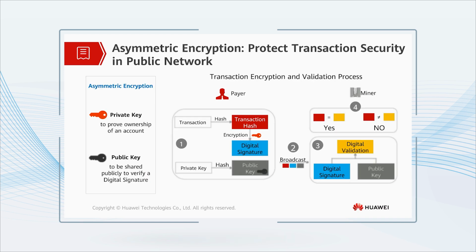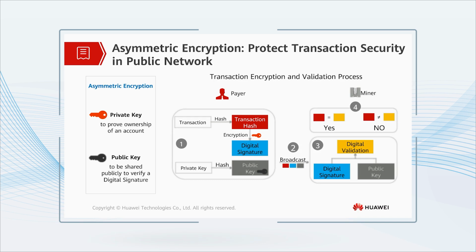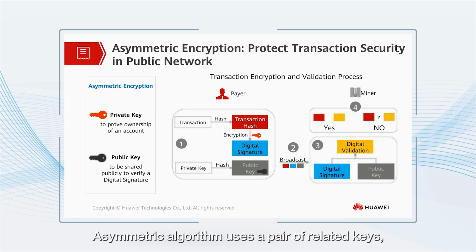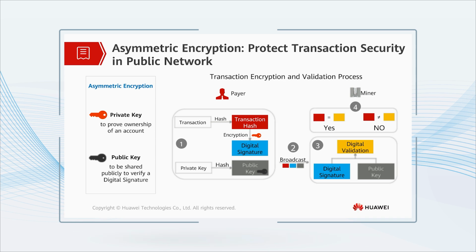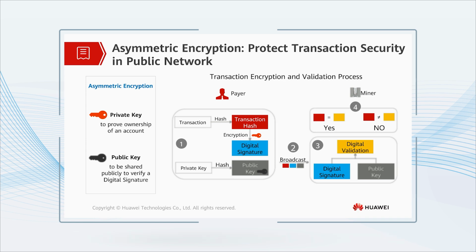Another question is how to protect transaction security in a public network. Blockchain uses asymmetric encryption to increase the security. Asymmetric algorithm uses a pair of related keys, one public key and one private key, to encrypt and decrypt the transaction message. The private key is to prove the ownership of an account, and the public key is to be shared publicly to verify a digital signature.